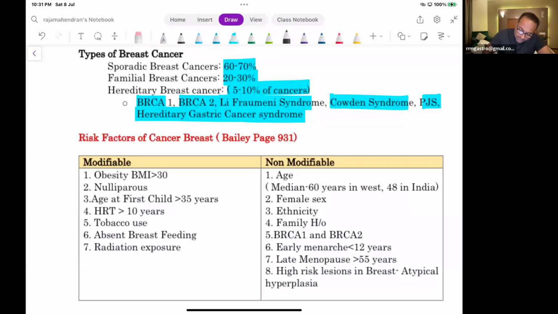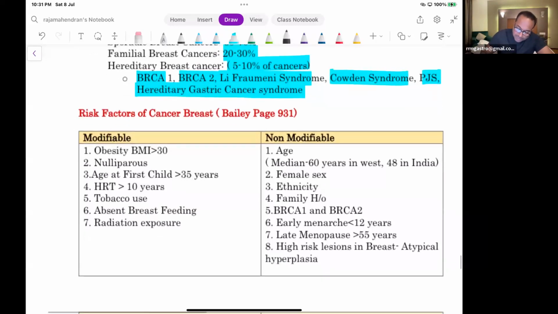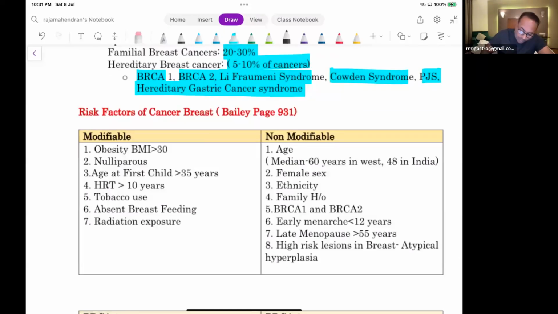You should know what are all risk factors of cancer breast based on Bailey page number 931, modifiable risk factor, non-modifiable risk factor. So modify பண்ணலாம். என்னென்னலாம் modify பண்ணலாம்? Weight அதிகமா இருந்தா குறைக்கலாம். கல்யாணம் ஆகாதவங்கள சீக்கிரமா கல்யாணம் பண்ணிக்க சொல்லலாம். Age at first childbirth சீக்கிரமா குழந்தை பெற்றுக்க சொல்லலாம். ஹார்மோன் ரீப்ளேஸ்மெண்ட் தெரப்பி கொடுக்காம இருக்கலாம். டொபாக்கோ அவாய்ட் பண்ணலாம். பிரஸ்ட் ஃபீடிங் கண்டிப்பா கொடுக்கணும். ரேடியேஷன் எக்ஸ்போஷர் இல்லாம பாத்துக்கலாம். These are all modifiable.